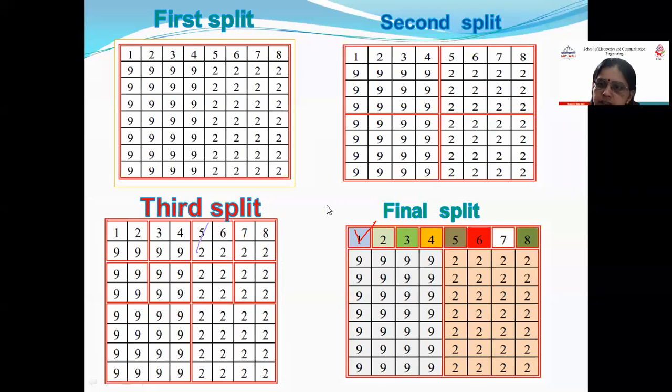And if the criteria is that the difference between pixels should be less than 4, in that case this is your region 1, this is region 2, then this will be your region 3, and this will be your region 4. So how many regions we will finally get depends on what criteria you are using. Okay. So this is about split and merge techniques.